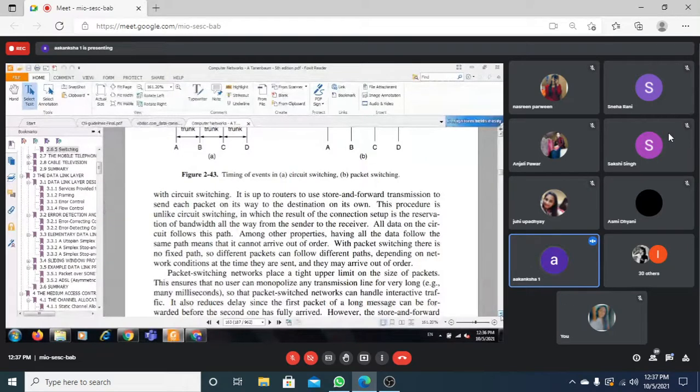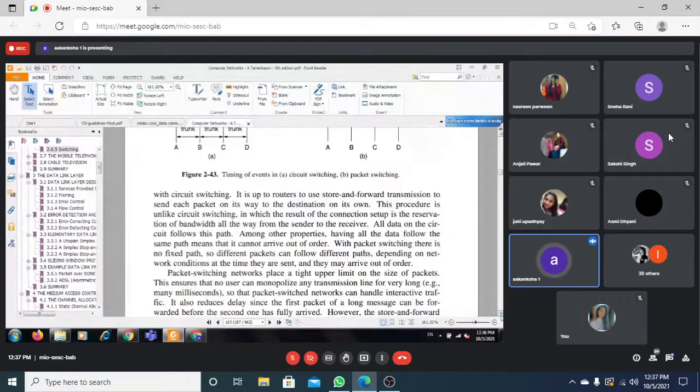Now packet switched networks can also handle interactive traffic, because they are allowing the packets from every user, not only the dedicated users.